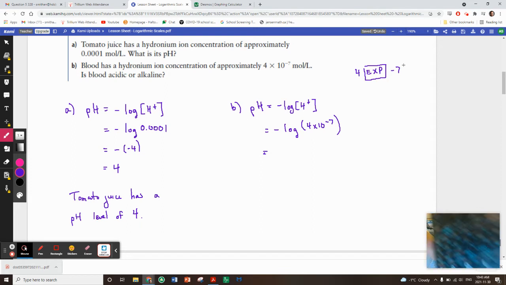My scientific notation button, the EXP button, is right above my 7. This allows me to do scientific notation. So I did the log of 4 EXP -7, and you can see on my calculator it shows up as 4 times 10 to the -7. And when I do this, I got about -6.4.